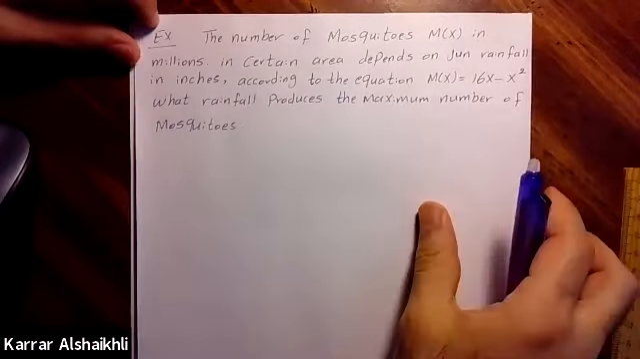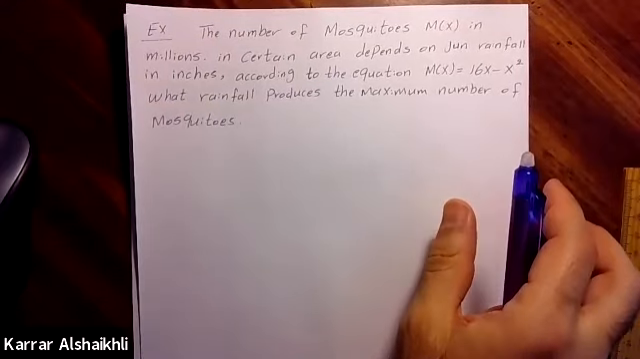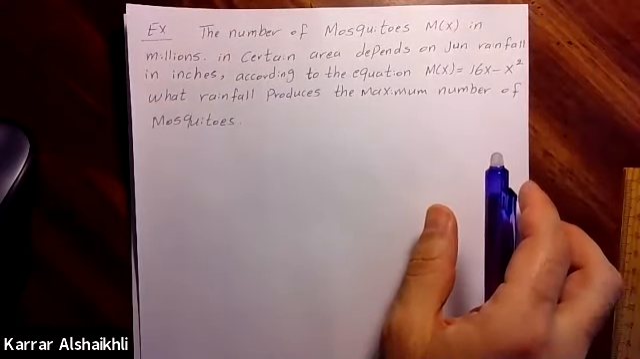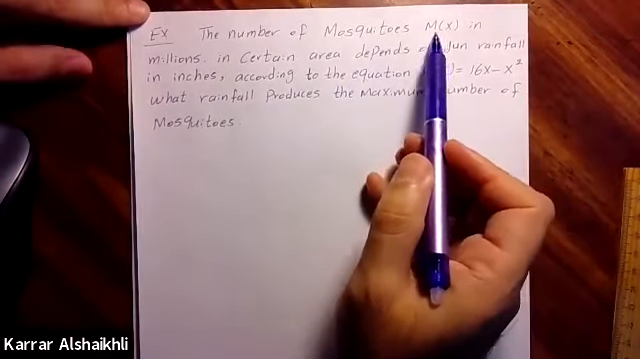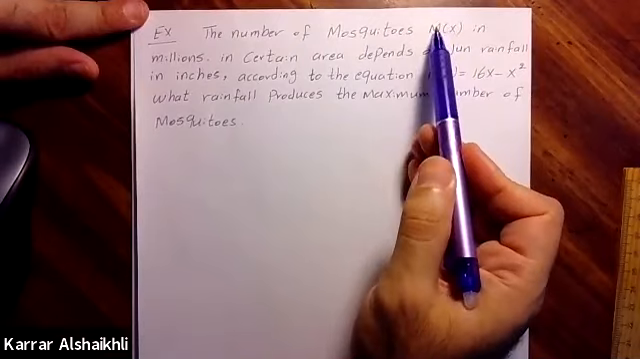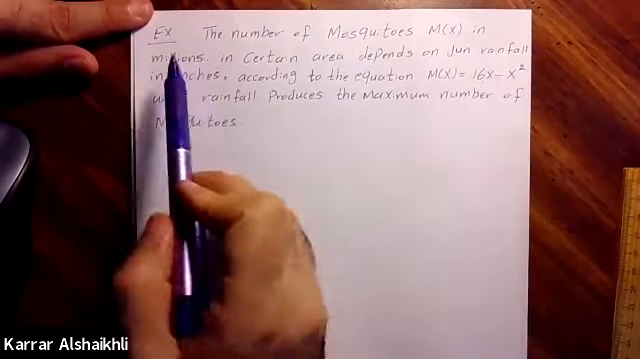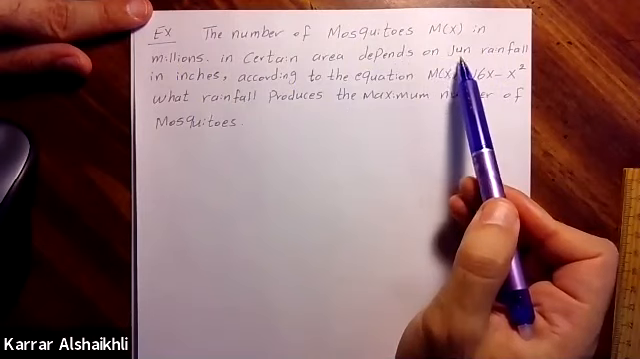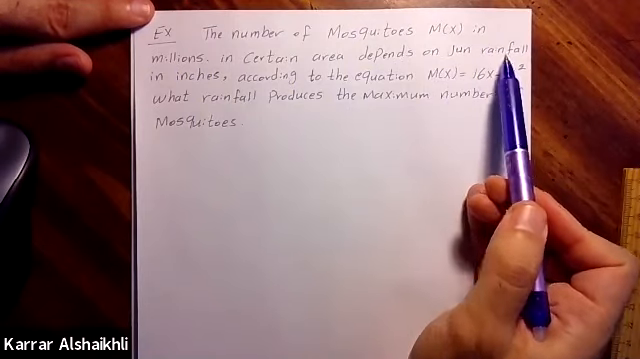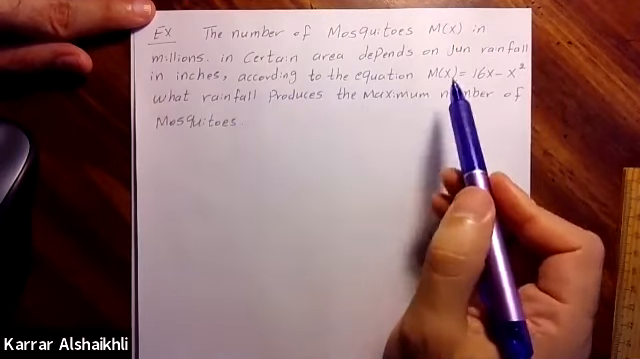So let's see here how we're going to solve this one. They're telling you the number of mosquitoes, M of x, like this one is f of x, so don't confuse yourself, in millions, that means millions of mosquitoes, in a certain area, depends on June rainfall in inches, according to the equation, this one.